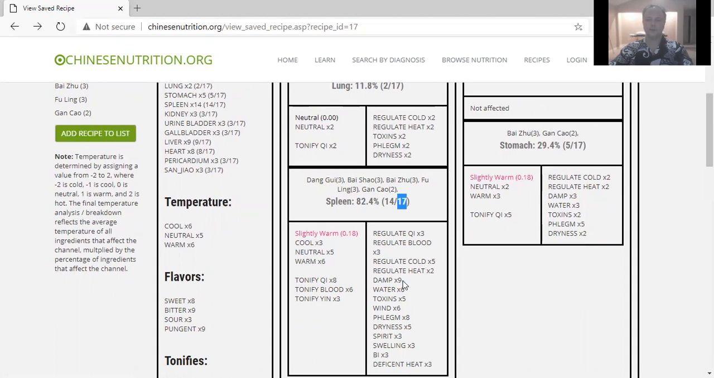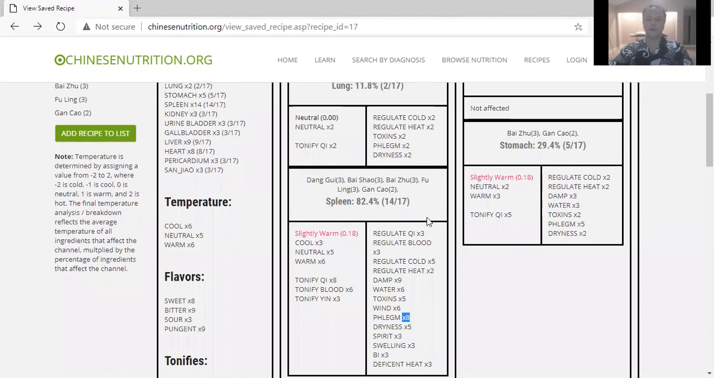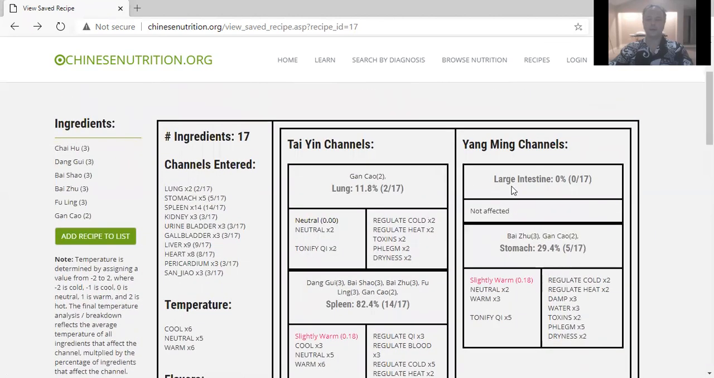And then let's look for the other big ones here. 9 out of 17 are going to clear the dampness, resolve dampness. Good formula for that. 8 out of 17 will help with phlegm. And then what's the other big ones here? So we can look at the large intestine, not affected. None of the ingredients are going to the large intestine.